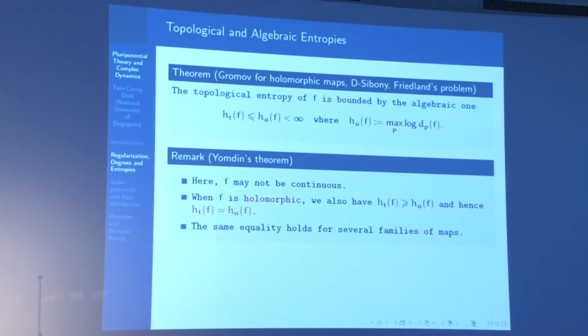Okay, another application is the Gromov inequality. So for every map, we have that the topological entropy of F is smaller or equal to the algebraic entropy. So the algebraic entropy is given by this formula, it is essentially the logarithm of the maximal dynamical degree, and this is a finite number. So we have to remember that f might not be continuous, so it's not clear that the entropy is finite, but okay, we can prove this. So if f is holomorphic, if we assume that there are no singularities, then Dinh shows that we have the opposite inequality, and then we have equality. And we also have equality in many situations where f is not holomorphic.